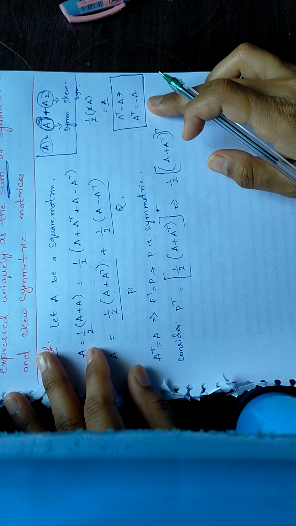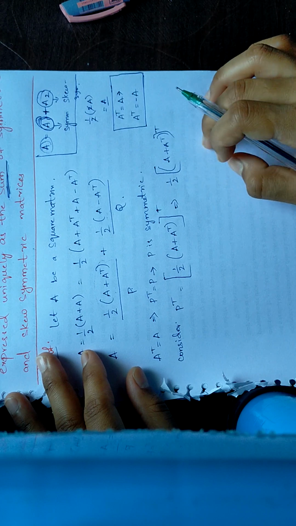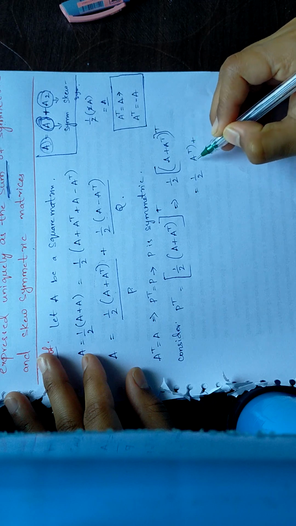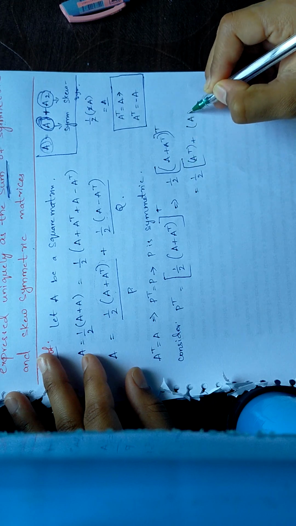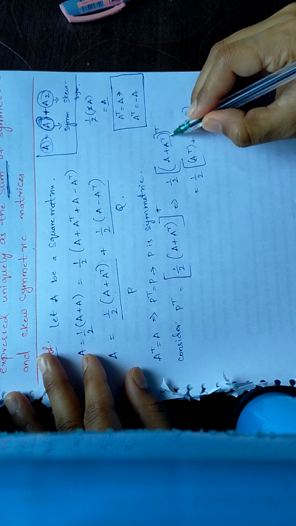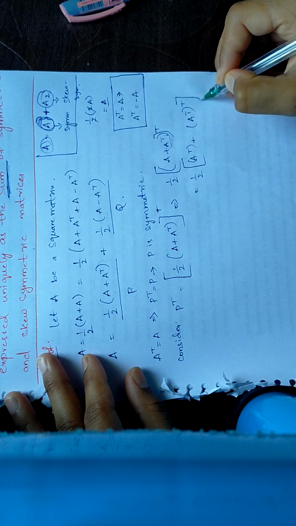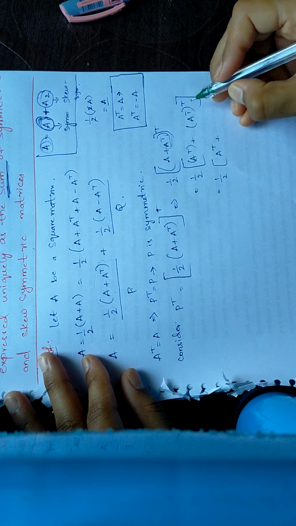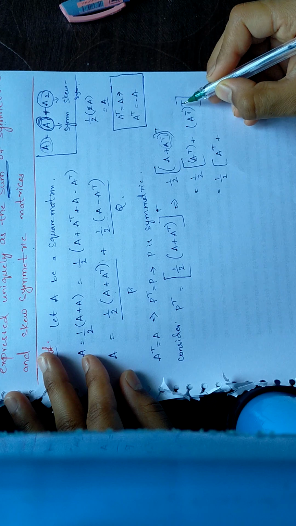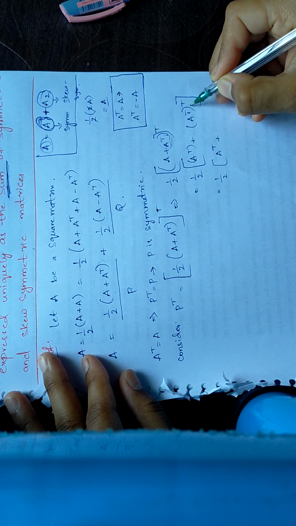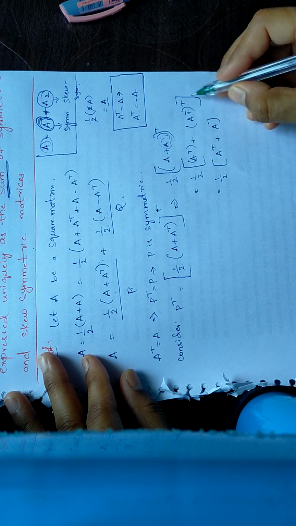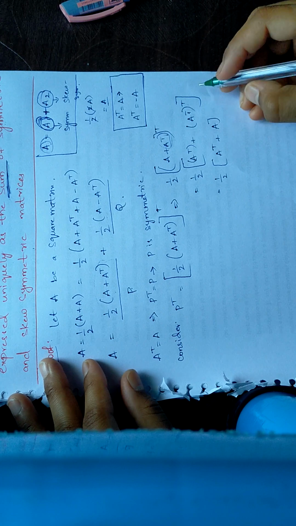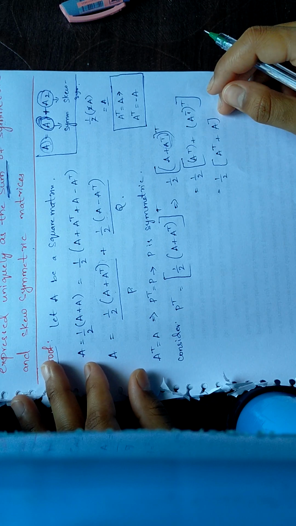So (A + B) whole transpose, then we can write A transpose plus B transpose. Taking 1 by 2 outside, A transpose plus B transpose. Already we have B as this one, so you get the whole transpose. Now again we have one more property here: (A transpose) whole transpose, the transposes cancel, so you remain with A again. This is also one property. Please have a look at those properties, only then can you solve this type of question.